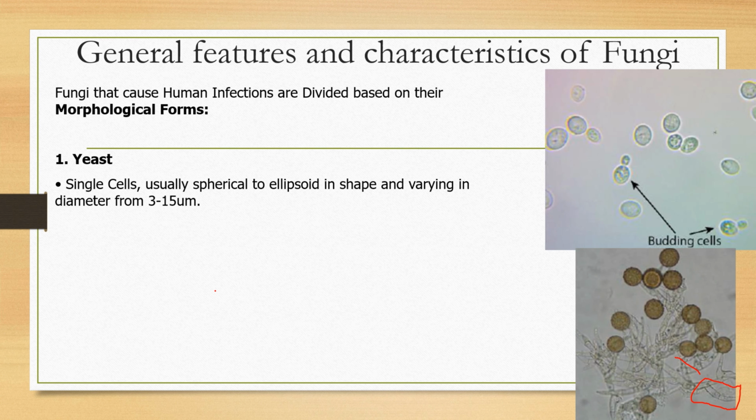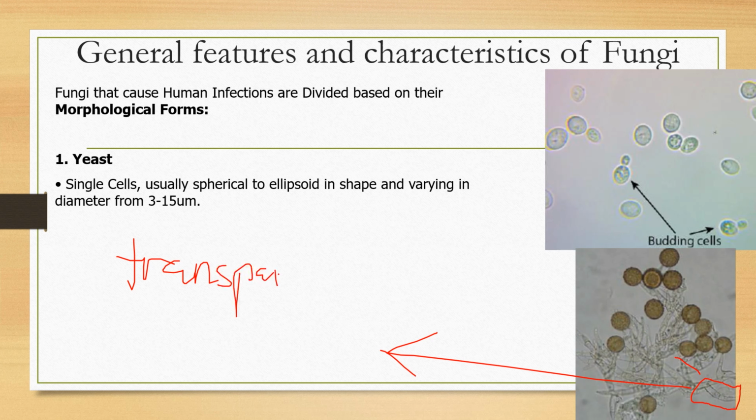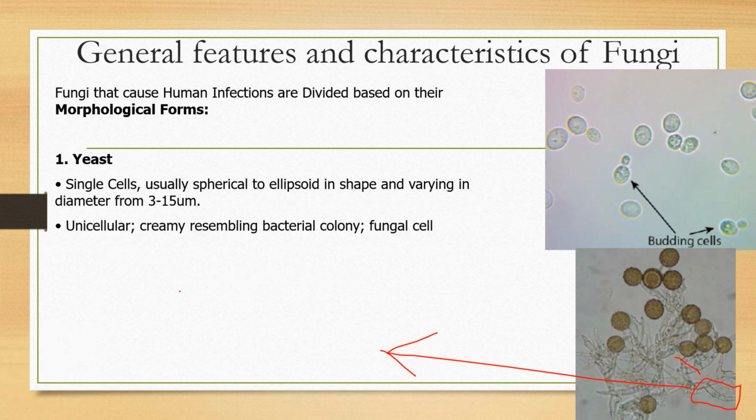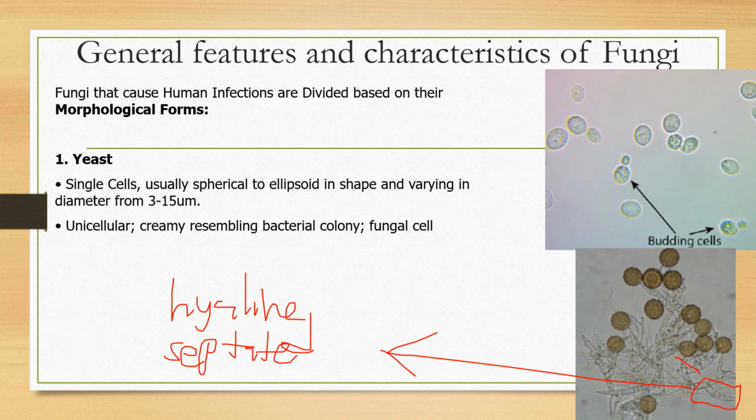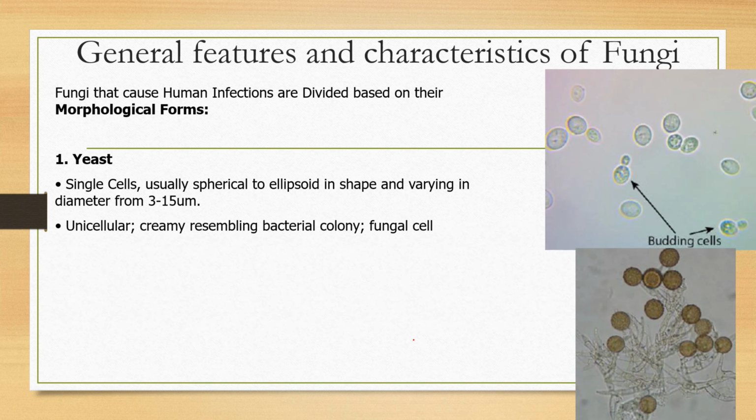Okay, so the answer for this class, this is an example of a, sorry, not transparent. This is an example of a hyaline septated. It is septated. Why septated class? Tingnan nyo to. There is a cross wall. So may mga cross wall siya. This is a hyaline septated hyphae. So I hope that was clear.